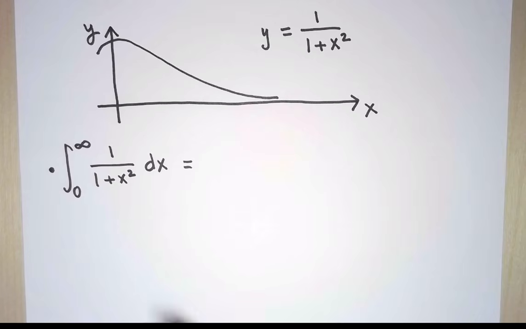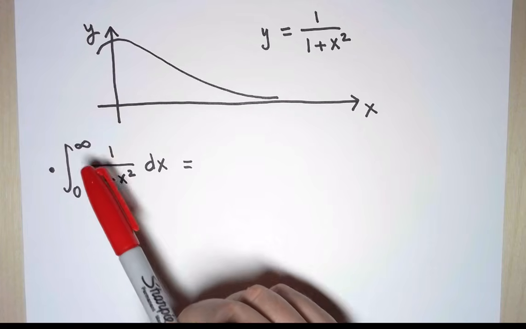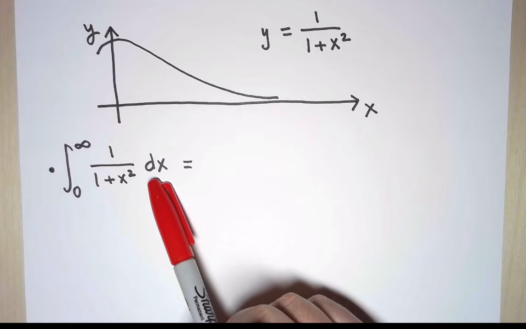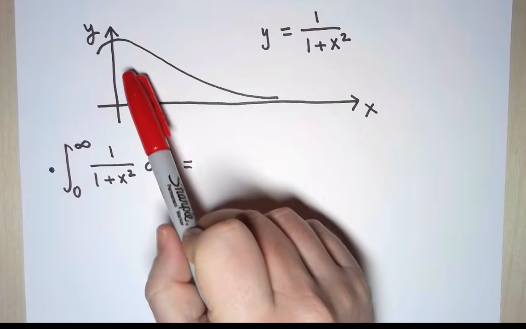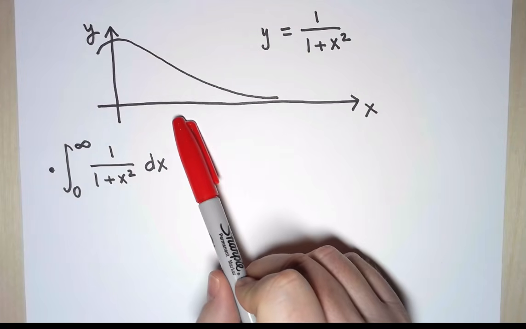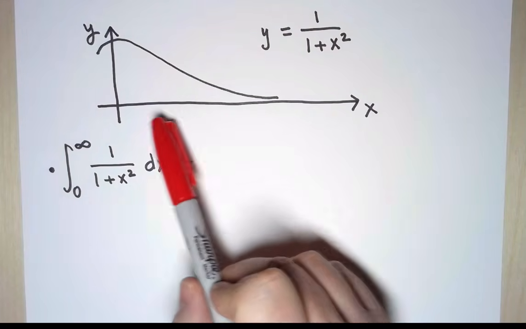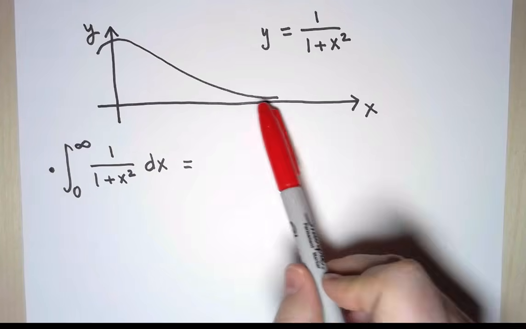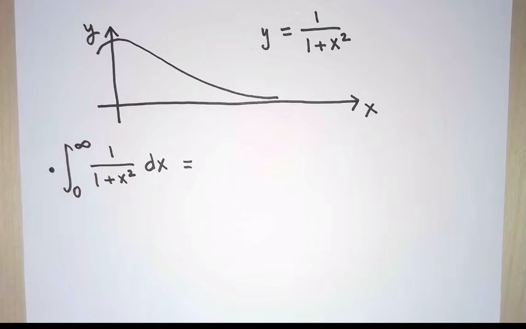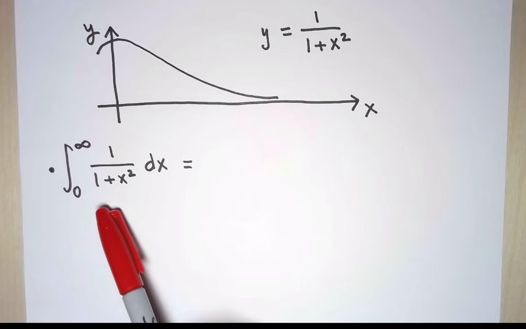In this example, I want to compute the integral from 0 to infinity of 1 over 1 plus x squared with respect to x. Geometrically, it represents this area, the area between the x-axis and this graph, starting at x equals 0 and then going all the way to infinity. And the first thing to notice is that I don't even know what this is supposed to mean yet. For all I know, this doesn't make sense.